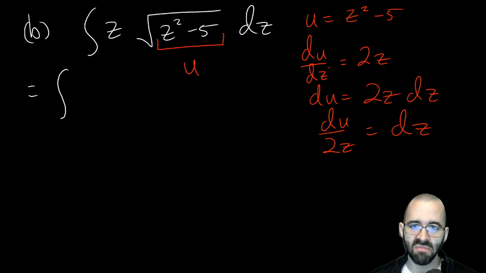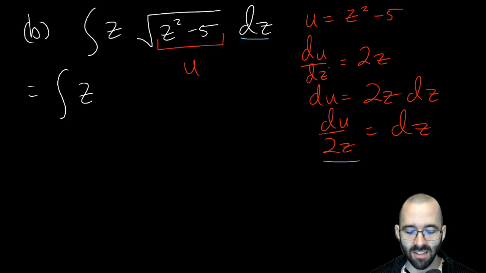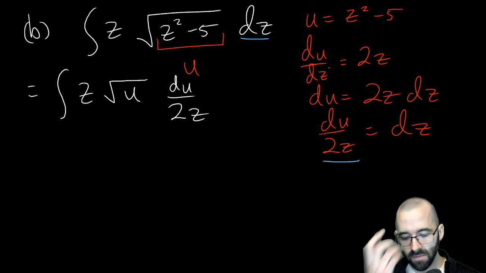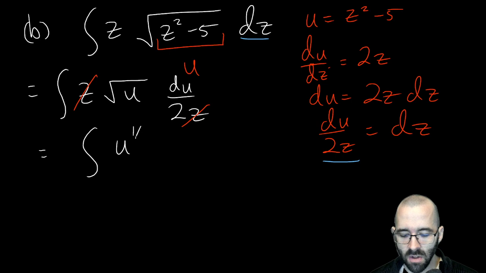So the z, that's nothing yet. We're just going to leave the z alone for now. But dz, we know is this. So we'll be able to substitute that out. We have the square root of u. We'll keep it like that. And then again, we know dz is du divided by 2z. And now we get cancellation. The z cancels with the z. And we're left with the integral of the square root of u.